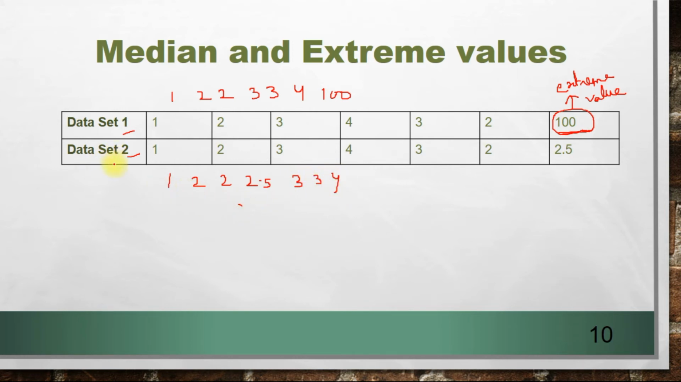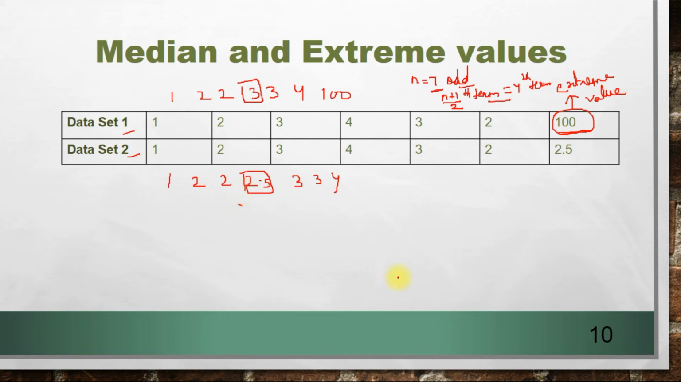The total number of observations is 7, so n is equal to 7. This is an odd number, and for an odd number the formula is the (n plus 1) by 2th term. So 7 plus 1 is 8, by 2 is 4. That means the fourth term. In this case the fourth term is 3, and in data set 2 the fourth term is 2.5.